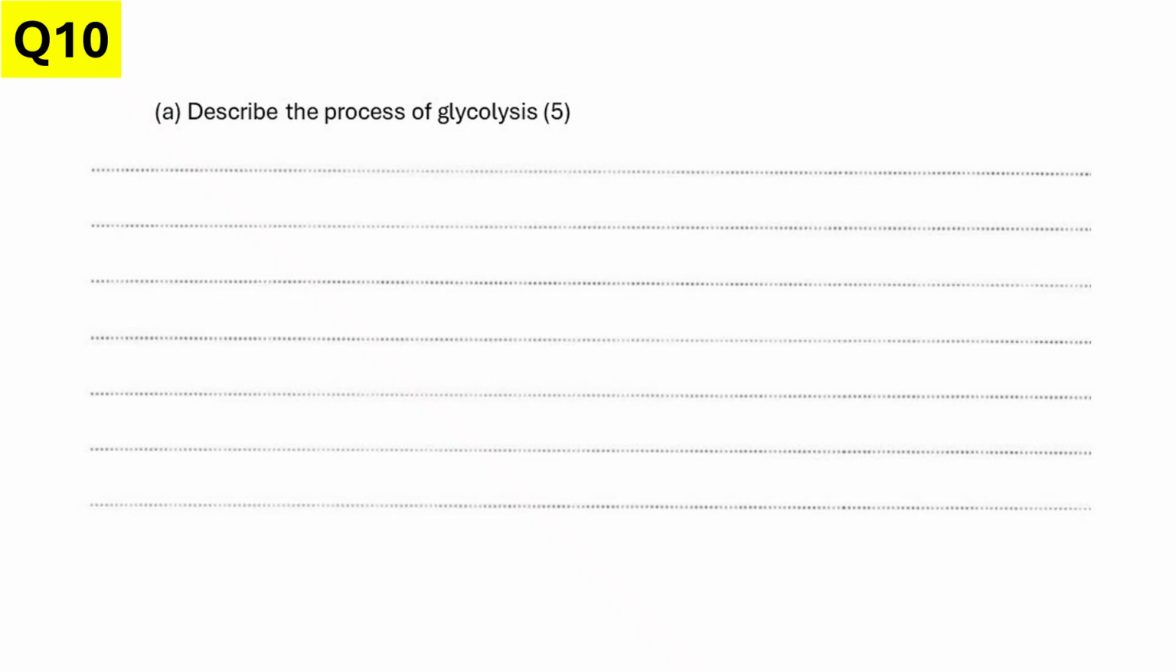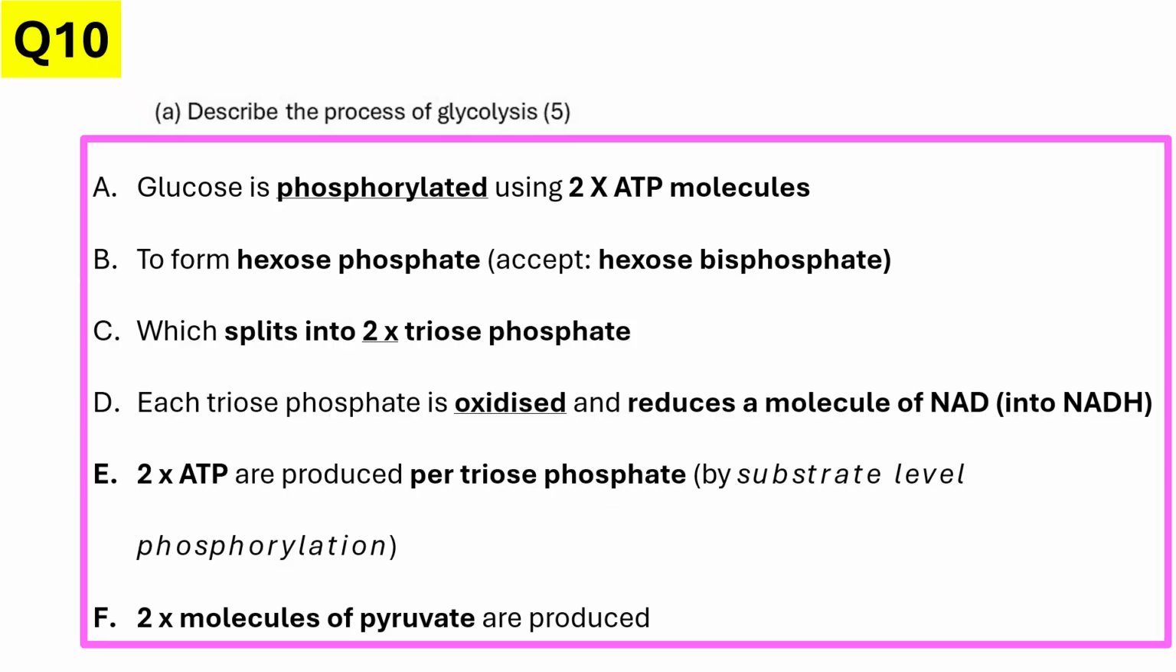Okay, so we know the process of glycolysis happens in the cytoplasm of all cells using glucose as the main substrate for these reactions. And it's really important to learn a model answer for glycolysis. So this is AO1, but then we could be asked to apply a bit of this knowledge to an AO2 question. So glucose is phosphorylated using up two molecules of ATP.